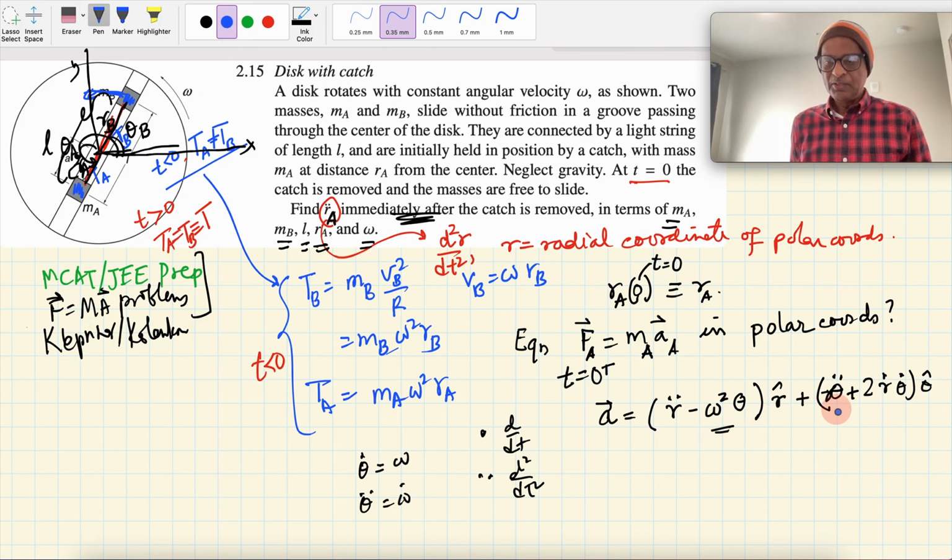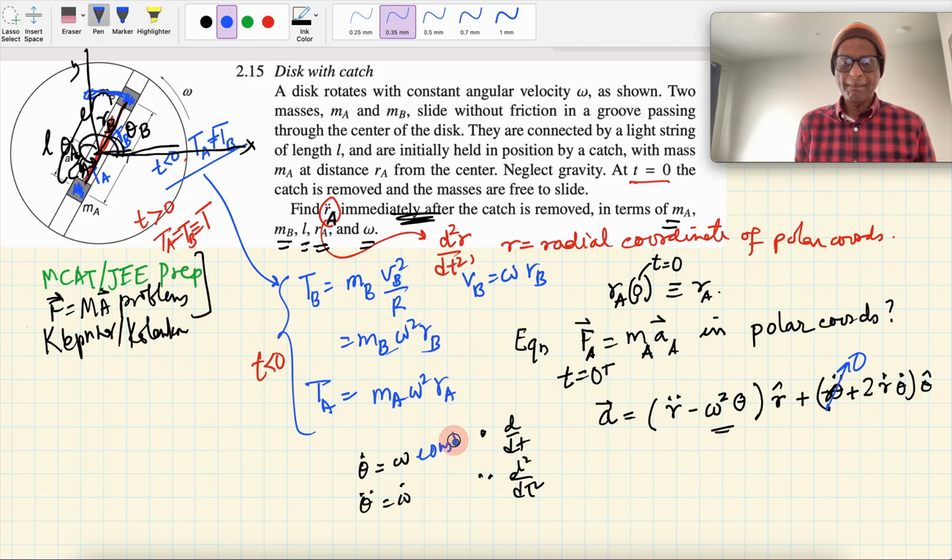So looking at this, this is going to be 0 because omega is rotating at a constant rate. So omega is a constant here, so this will be 0.